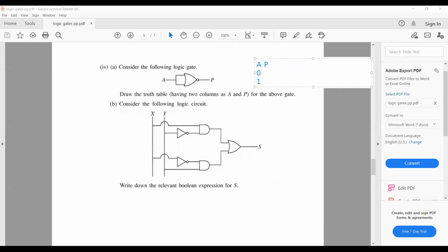If you give 0 0, you will get 1. If you give 1 1, it becomes 1 1 because it is connected to two gates, and with 1 1 you get 0. So this is your truth table. Okay, write down the expression for the last one also.